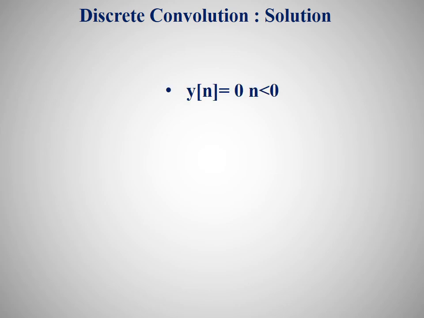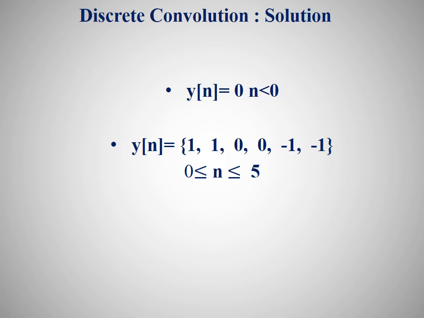The solution states that y of n is going to be equal to 0 when n is less than 0. The next values obtained are for n between 0 and 5, which were seen in the previous case. We have just consolidated it. It is 1, 1, 0, 0, minus 1 and minus 1. And for n greater than or equal to 6, we have obtained that y of n is going to be equal to 0, and thus the results of the convolution can be quickly summarized as: at n less than 0, y of n is 0, at n greater than or equal to 6, y of n is 0. The values of the convolution exist only between 0 and 5.